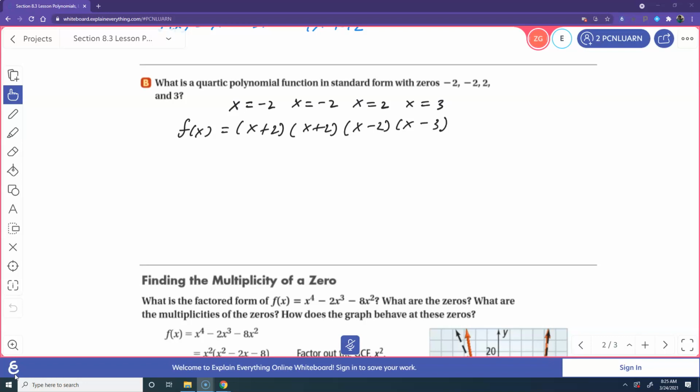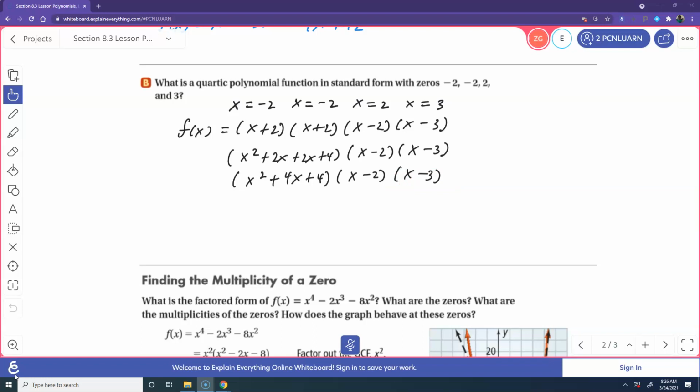So you're going to multiply x plus 2 times x plus 2. So you have x times x, which gives you x squared. X times 2 gives you 2x. 2 times x gives you 2x. 2 times 2 gives you 4. Remember, you're still multiplying x minus 2 times x minus 3. So now you have x squared plus 4x plus 4 times x minus 2 times x minus 3.